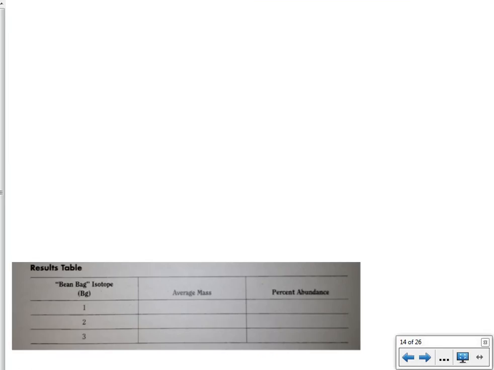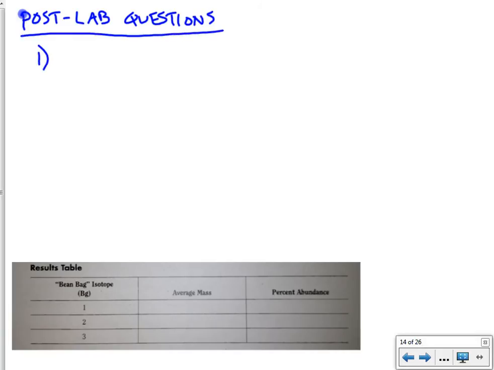When you go to do the postlab questions, we're going to start by writing the postlab questions as our heading, starting with question number 1. In chemistry this year, when a postlab question is a calculation, you need to write a heading that describes what the calculation is trying to accomplish. For this question, what we are trying to find is the average mass of each isotope.